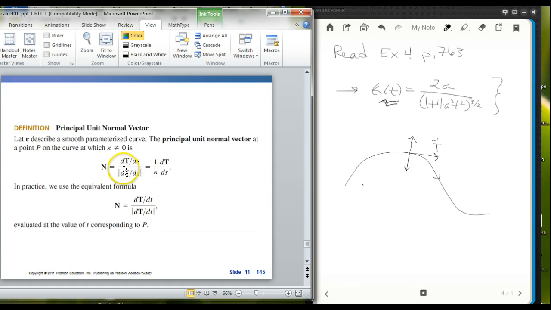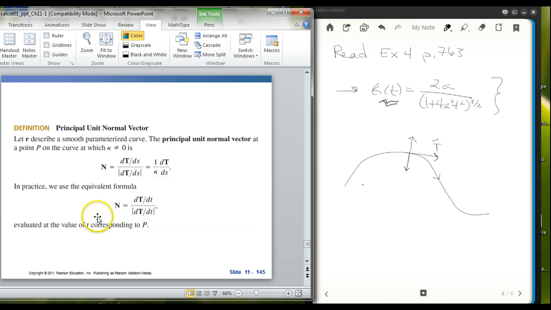So how we find it is to compute the following. We do dT/ds, that's the derivative, but we want to make it unit, so we divide by the magnitude of that derivative vector. And what's interesting is that we've already seen this magnitude of dT/ds before. That's the first definition for curvature that we had. So really this normal vector definition turns into 1 over kappa times dT/ds.